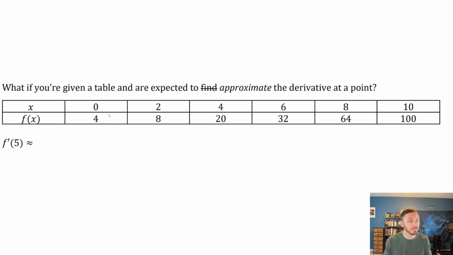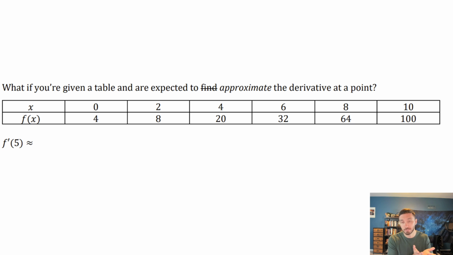We go 4, 8. Okay, maybe it's linear. 8 to 20, it's already not linear. It blows up here by 10. So you cannot assume that these things are lines. What you have to do is an approximation technique. Think about how the tangent line was the instantaneous rate of change at a point. The secant line is kind of like the change between 2 points, right? That's what we're going to do here.